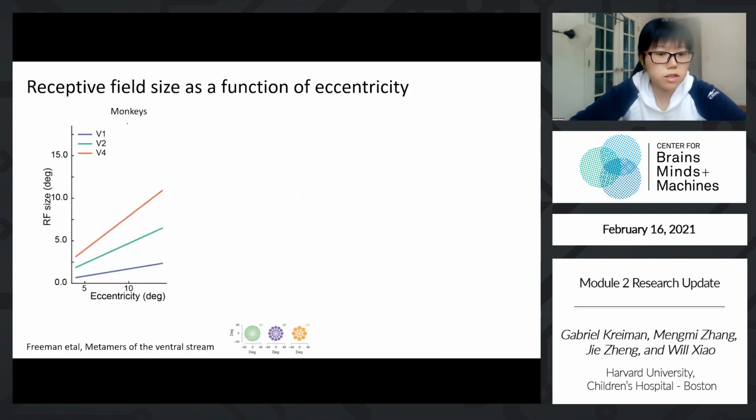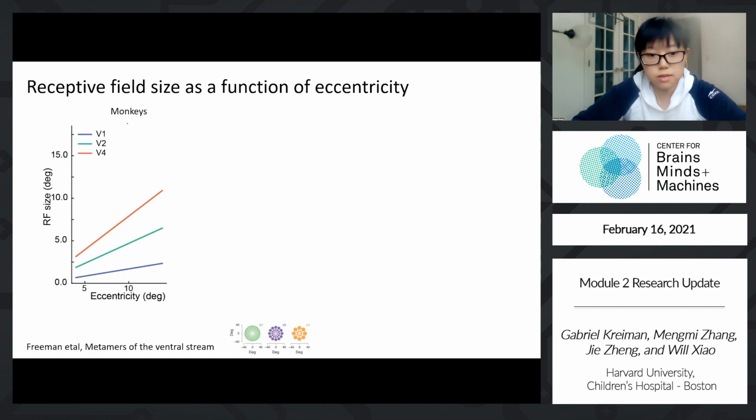Here we are just reproducing the plot of eccentricity versus receptive field size from the Similarity paper, where they took measurements of the receptive field sizes in macaque monkey brains. There are two observations if you are paying attention to this figure. The first observation is that within the same visual area, as the eccentricity increases, the receptive field size increases. And if we compare across different visual areas, the neurons in V4 tend to have larger receptive field size compared with the neurons in V1 and V2.